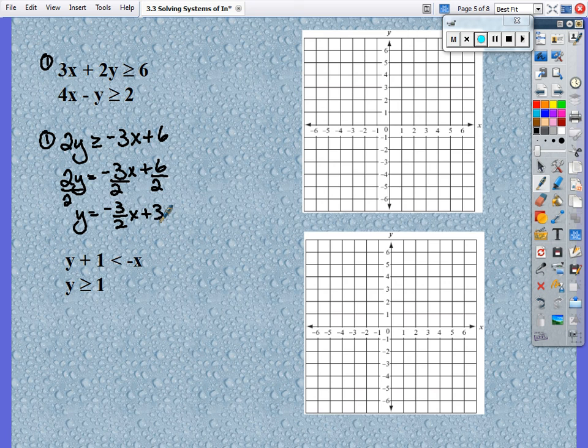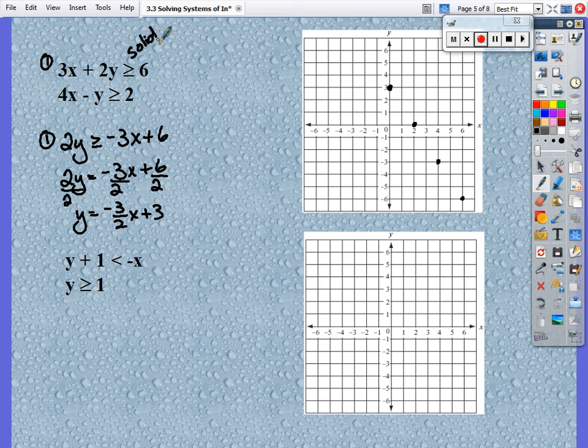And then I got a y-intercept of 3. So I go to 3, I got a negative 3 over 2 slope, 1, 2, 3, 1, 2, there we go, 1, 2, 3, 1, 2, and I can keep going, but I got enough there of my boundary. I determined that it is solid in this one. It's going to be solid for the second one as well.